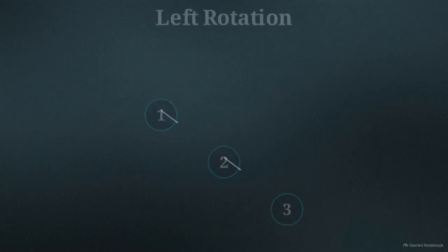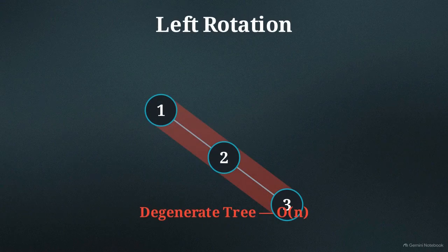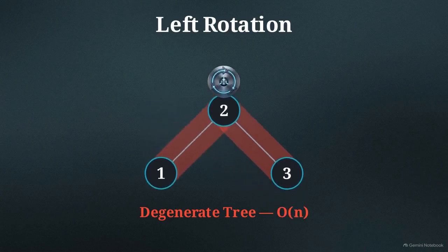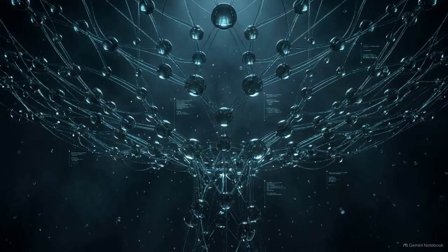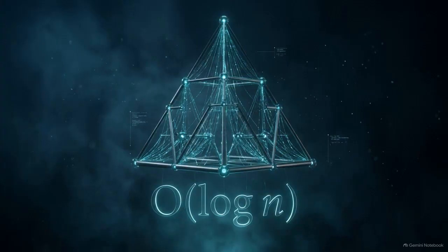To prevent this, we use self-balancing models like AVL or red-black trees. As you can see here, when a branch gets too long, the structure mechanically rotates itself, pulling the middle node up and pushing the old root down to restore symmetry. By strictly enforcing this balance after every single insertion, the tree depth remains as shallow as mathematically possible. The structural discipline is what guarantees logarithmic time complexity for every search.